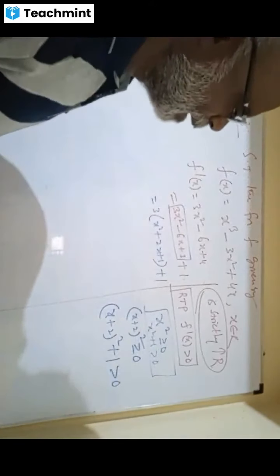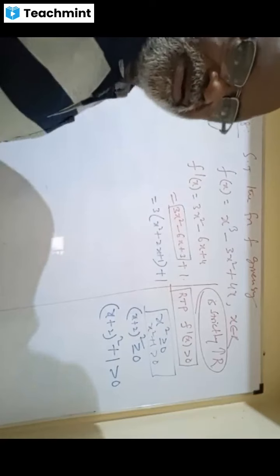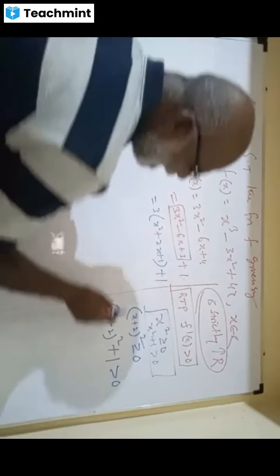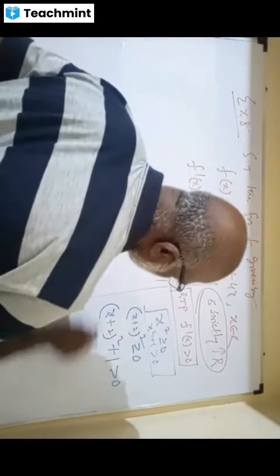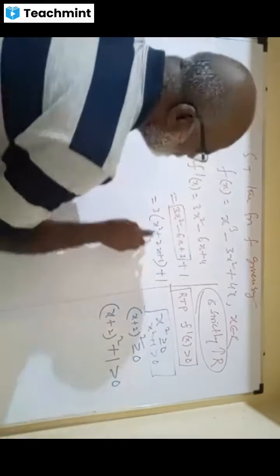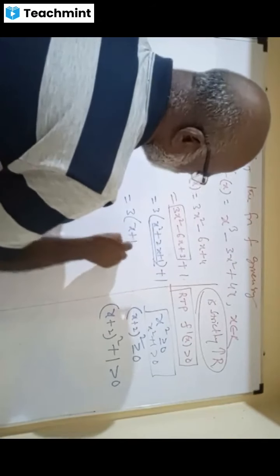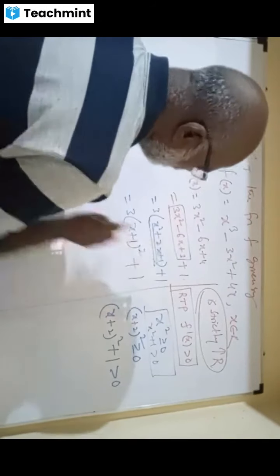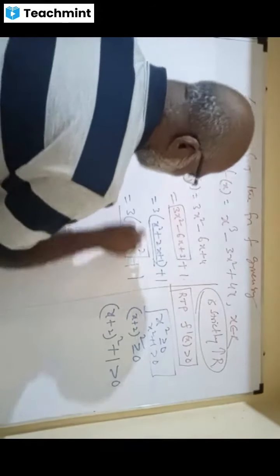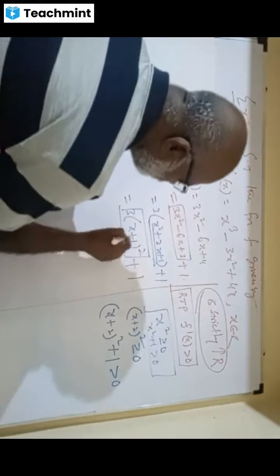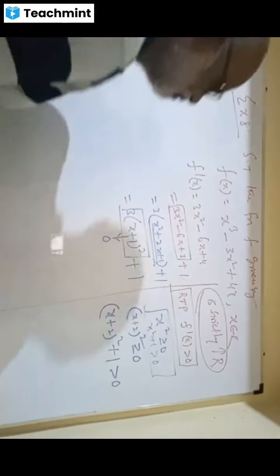This is what you need to understand here. So with this logic, I am trying to write it in this form: 3 into x minus 1 whole square plus 1. See the minimum case now. The minimum value of this square term is what? 0, correct?